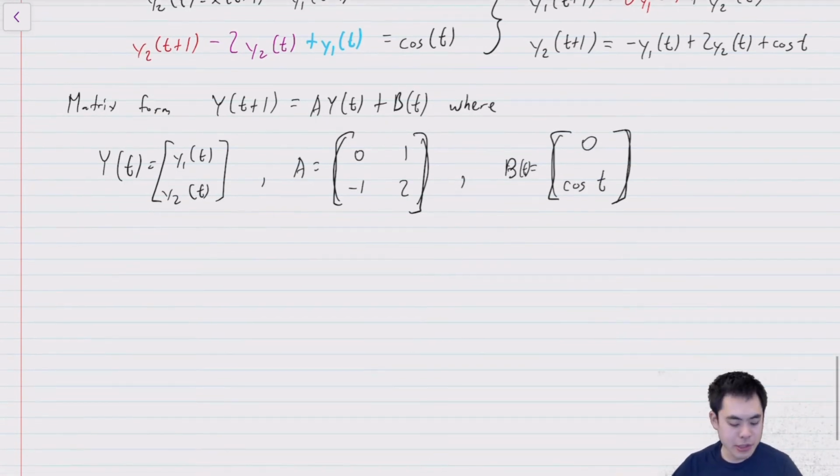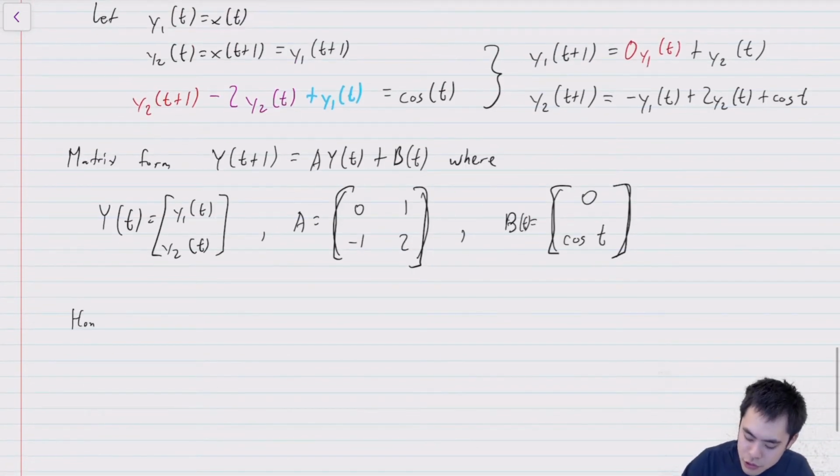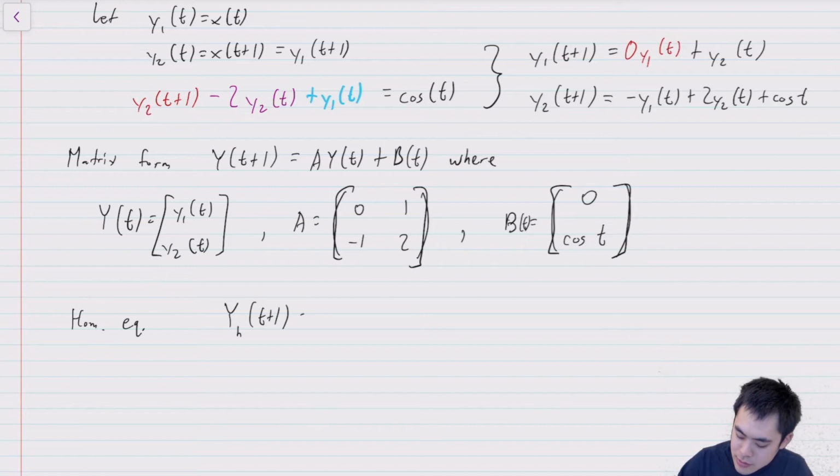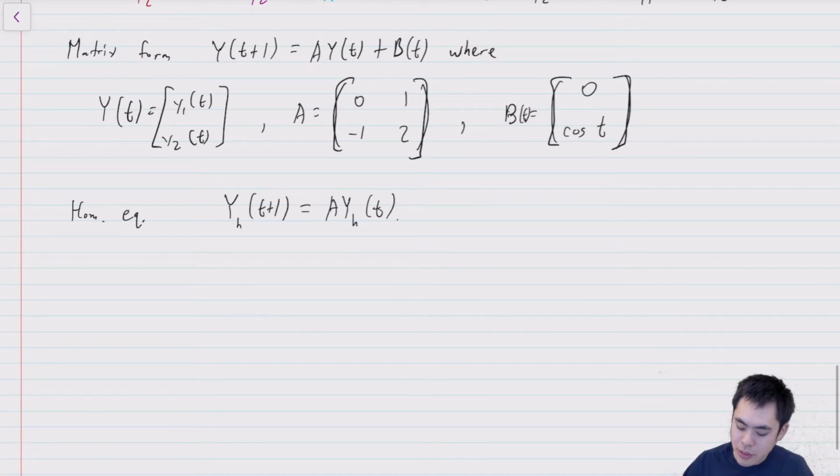And let's suppose that we want to figure out what the homogeneous solution is. So for the equivalent homogeneous equation, we have yh of t plus 1 is equal to A yh of t. And how do we solve this? Well, we have to do an eigen decomposition of A. So what are the eigenvalues and eigenvectors of A?